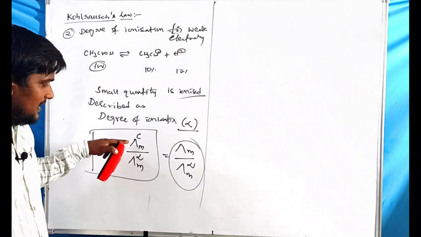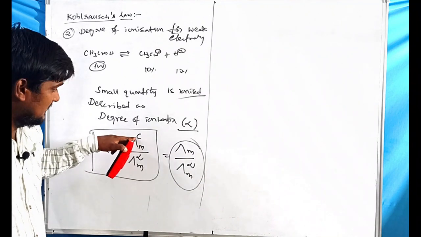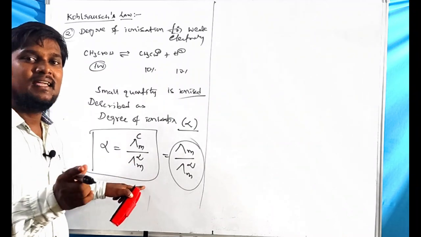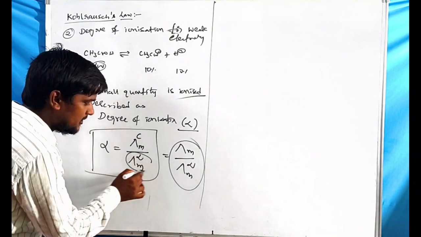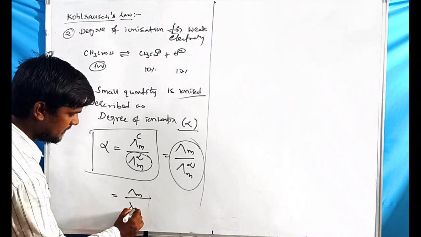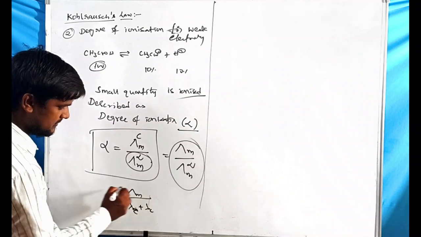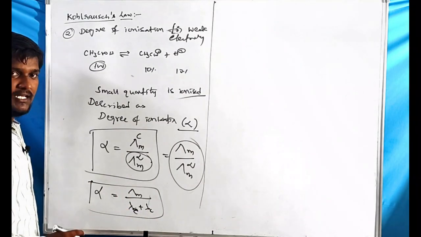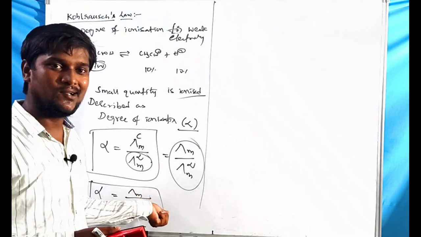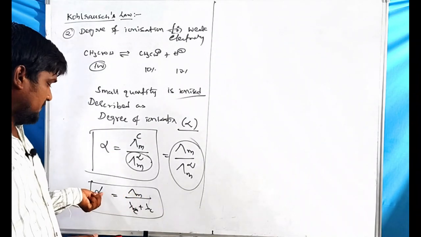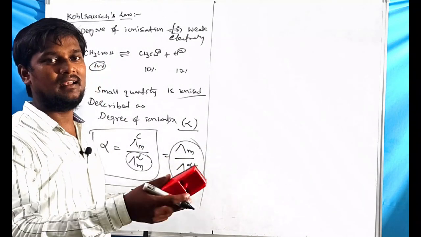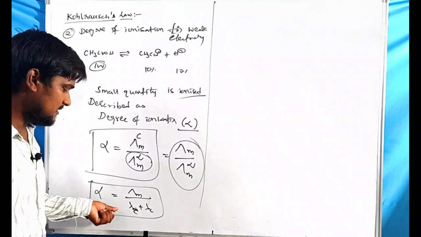We take the equivalent conductance at any concentration divided by the equivalent conductance at infinite dilution. We know the infinite dilution equivalent conductance from the previous method, lambda cation plus lambda anion. Sometimes the ionic conductances of the cation and anion are given, and then we find the degree of ionization. Those types of questions are likely in JEE Mains and NEET, which is why it is also very helpful.